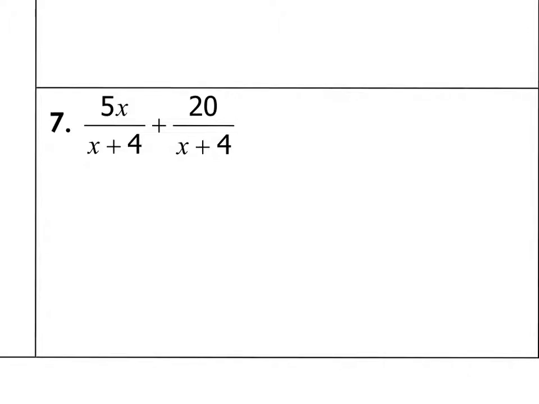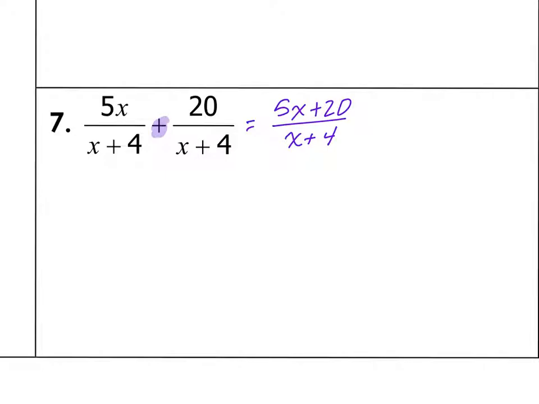Okay guys, we're back again. So we're gonna keep working. We're adding with like bases. So again, we are adding here. So let's see what we get. We've got 5x plus 20 all over x plus 4.